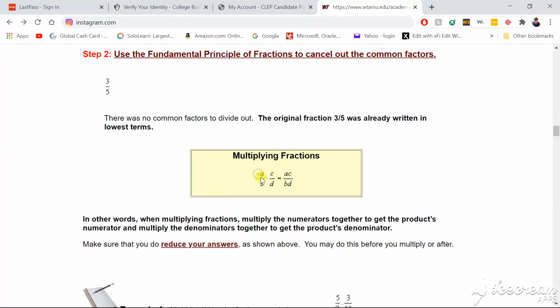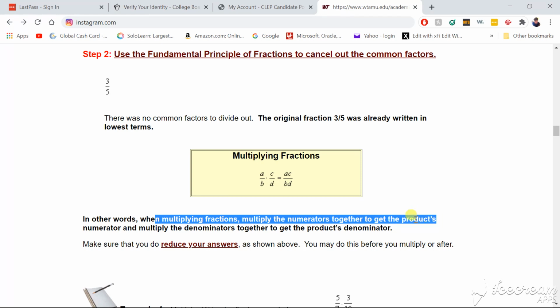Multiplying fractions. A over B times C over D equals AC over BD. So A over B times C over D equals AC over BD. In other words, we're multiplying fractions.